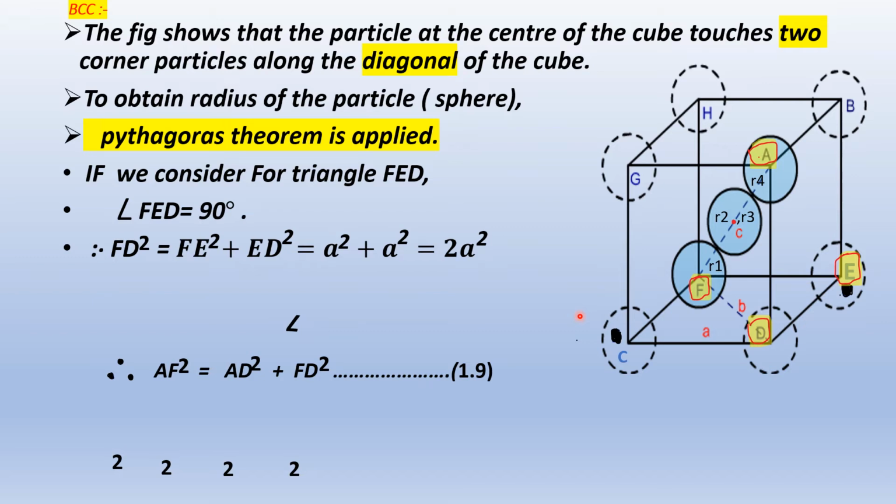It gives twice A square. Okay, then we know that FE is equal to ED, which is equal to A.